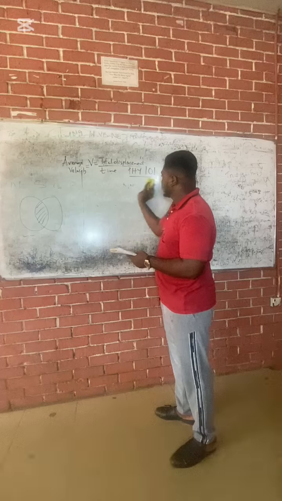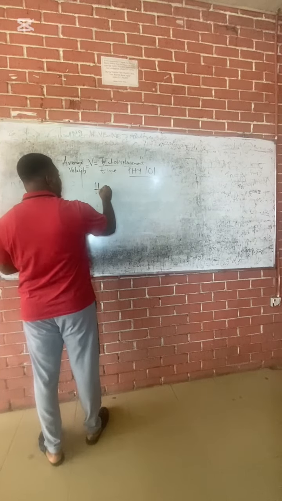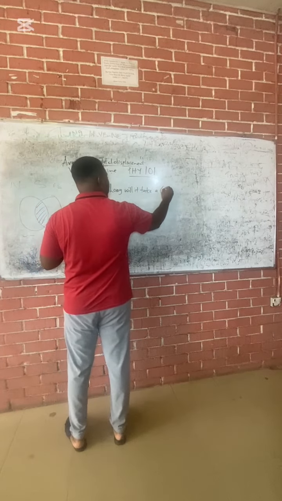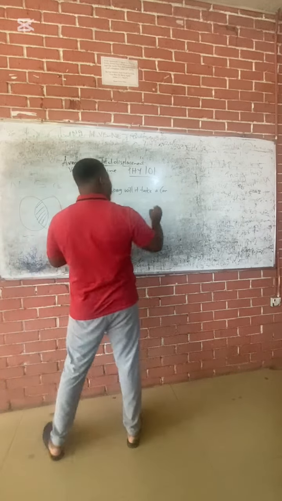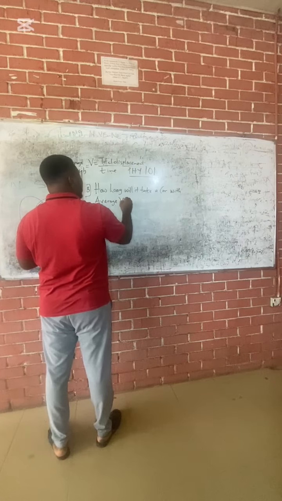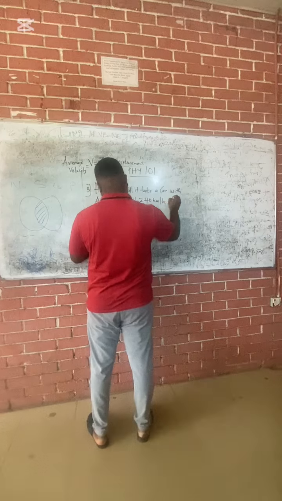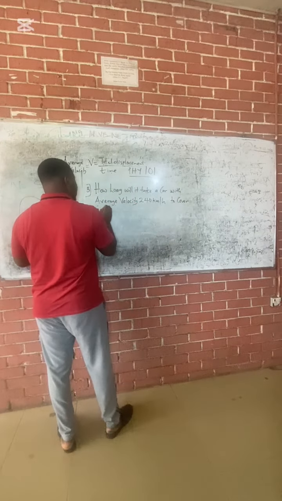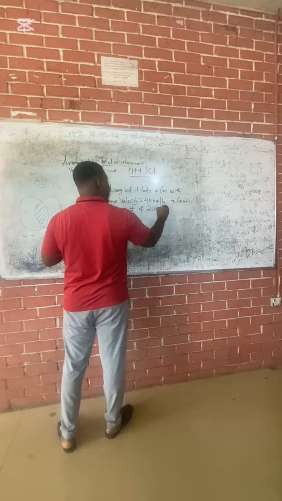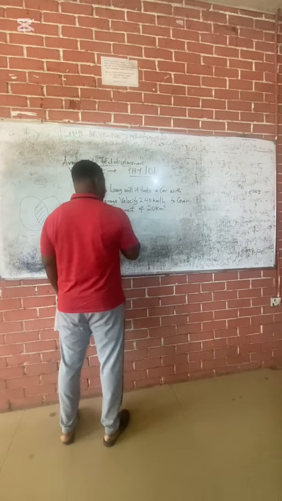Now, Question 3. How long will it take a car with average velocity 240 kilometer per hour to cover a displacement of 20 kilometer? Answer must be in seconds. You see, all this question is average velocity. You're not using equation of motion.